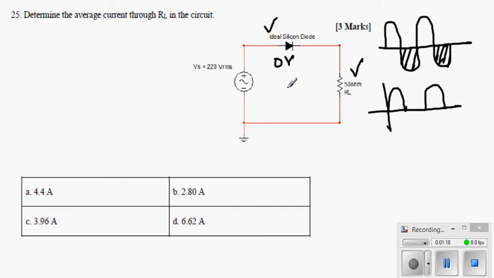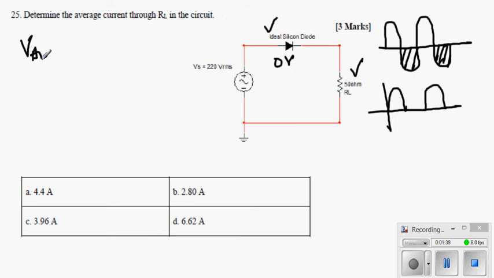However, the opposite of ideal is practical. And when we use a practical silicon diode, then we have to consider the 0.7 volts. In this example, it's asking us for the ideal, which means we will not use the 0.7 in this calculation. So here it says determine the average current through RL in the circuit.